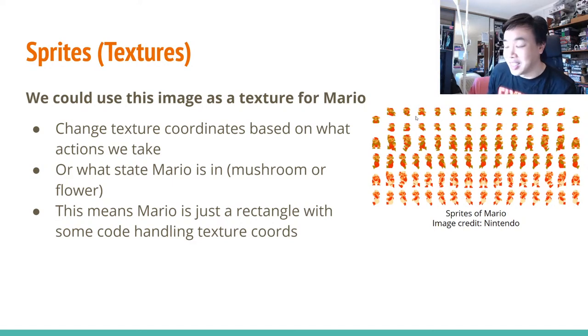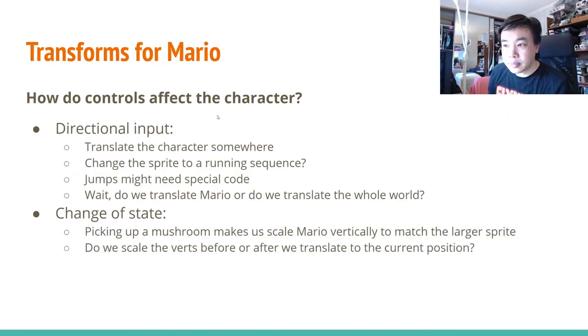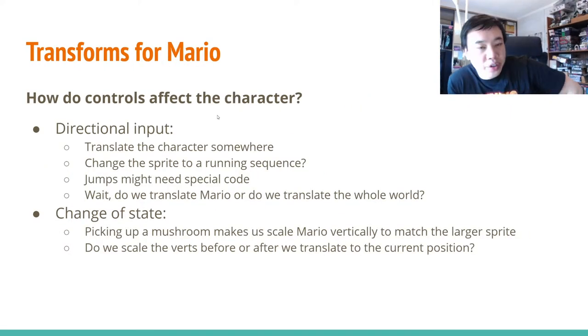It's super fiddly if you do it this way, because you've got to map these texture coordinates exactly. So we have to figure out what the floating point is of the top left corner of this and the bottom right corner of this. People usually use specific software for sprite sheets to do this kind of thing. But you could totally do it. And then we can think about the transforms for Mario.